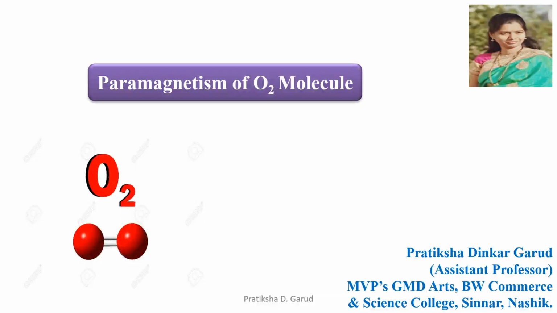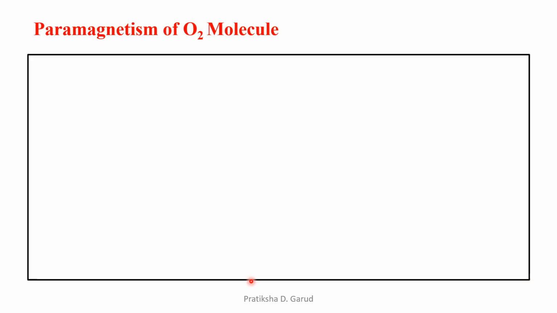Hello friends, welcome back. In the last video we studied the MO energy level diagram for the oxygen molecule. So in this video we have to study the paramagnetism of the O2 molecule. So what do you mean by paramagnetism? What is a paramagnetic behavior?